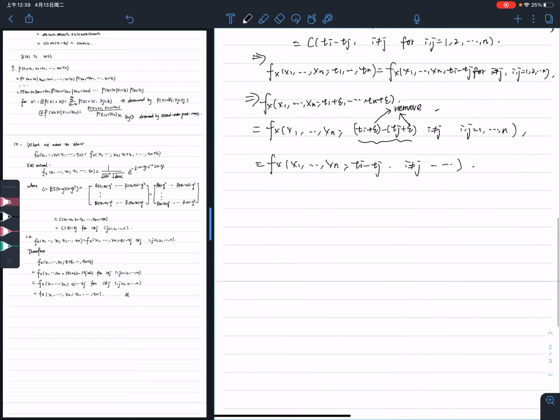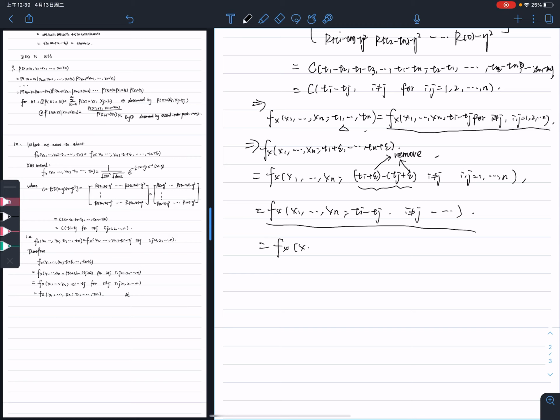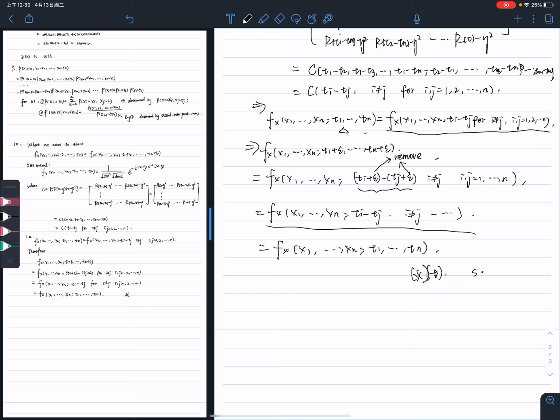So this is exactly the same as the original, so it should be equal to f(x1 to xn; t1 to tn). Therefore we have finished showing this property, and the wide-sense stationary process X(t) is strictly stationary. So we have finished the proof.